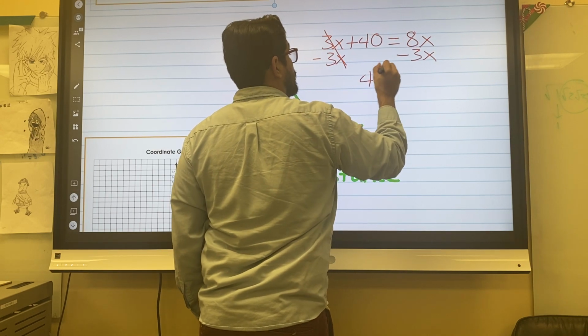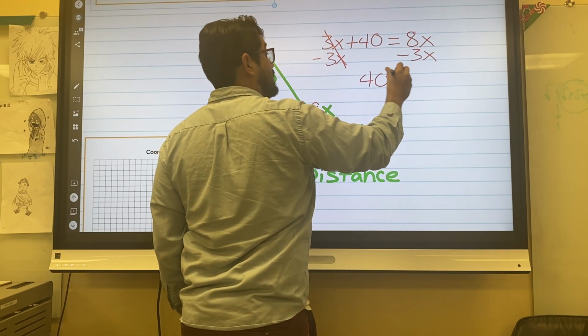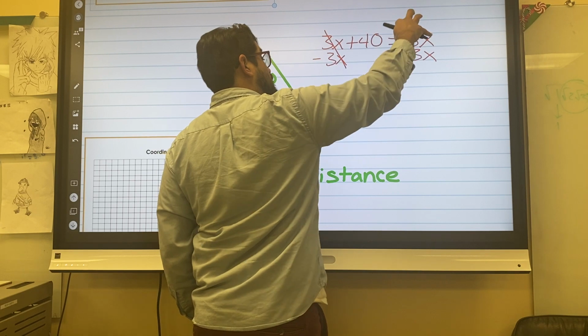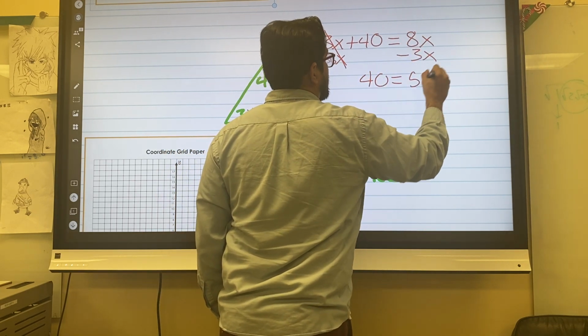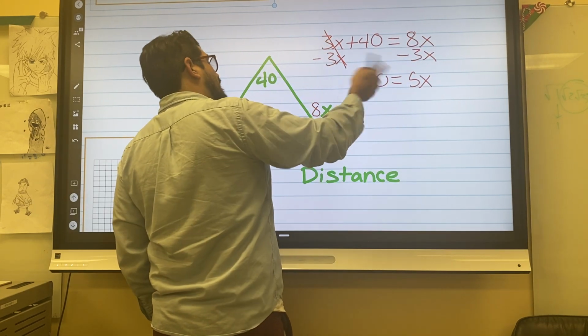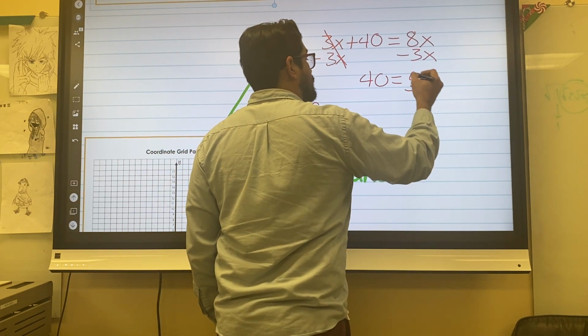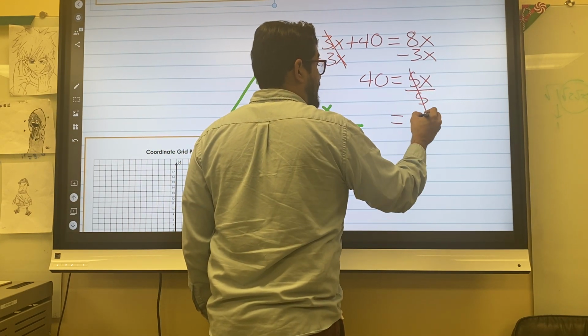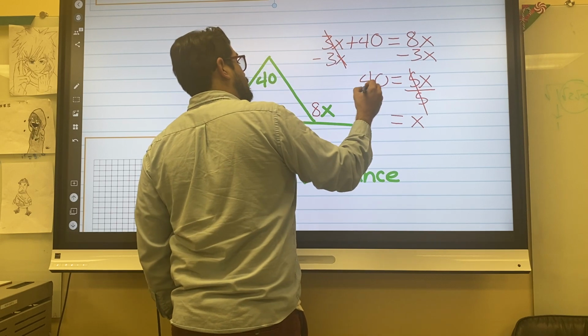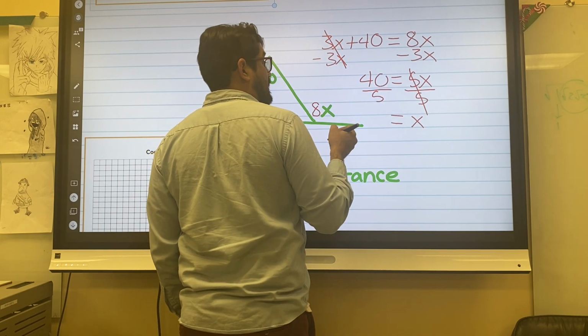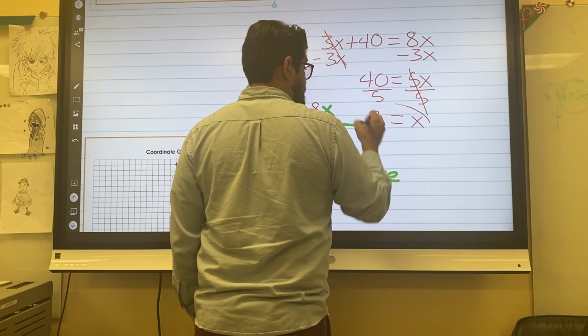So now I'm left with 40 because there's no more x's left on this side. I took away 3 x's from this side, which means I must take away 3 x's from that side, leaving me with 5x. Divide by 5 on both sides. 5 divided by 5 is 1. How do you write 1x? Like that. Whatever you do to one side, you must do to the other. 40 divided by 5, that leaves me with 8.